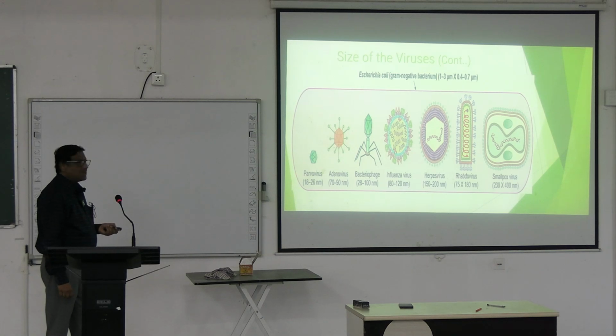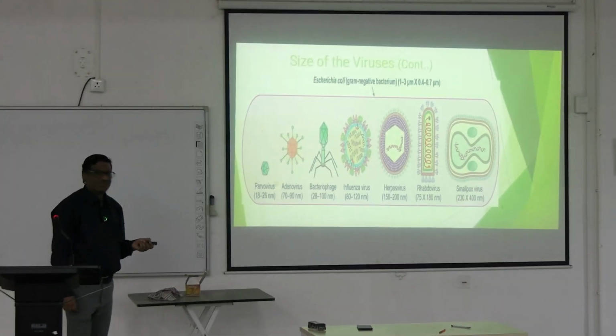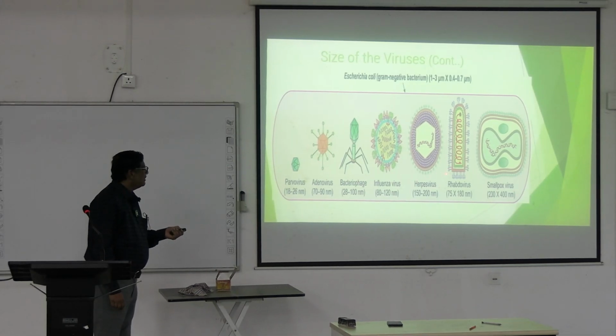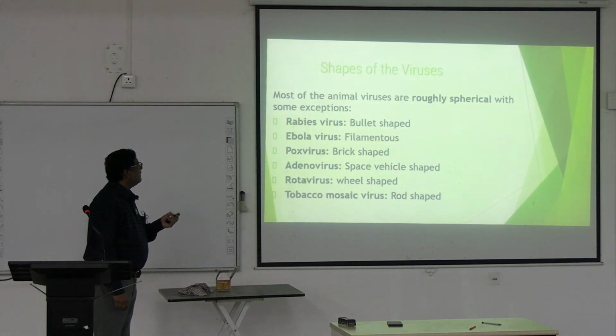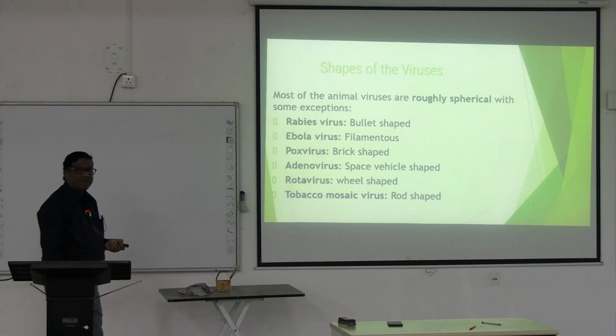These are the different sizes of the virus. Different types, different shapes and different viruses. On the basis of the shape, the rabies virus is bullet-shaped, Ebola virus is filamentous, pox virus is brick-shaped, adenovirus is space vehicle-like.